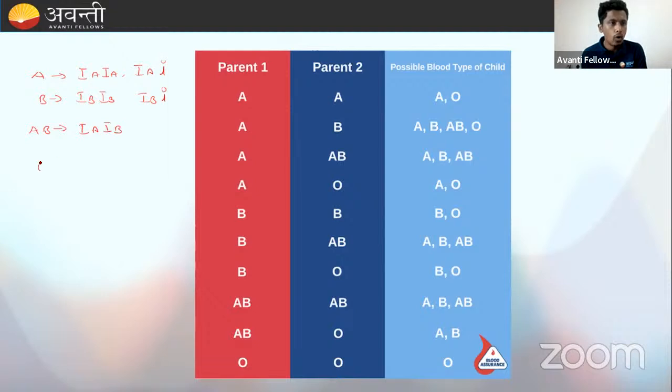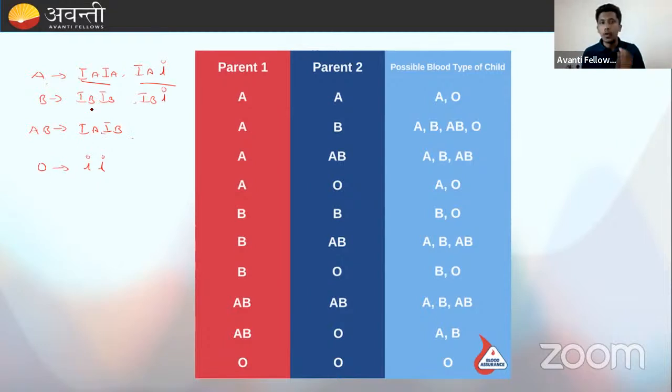Got it? So the O blood group will always be small i and small i. If these are the genotypes of an individual, then if the individual has IA, they'll have A blood group, IAi, they will have A blood group. Similarly, it goes for B. For AB, it should be IAIB, and for O, it should be ii.